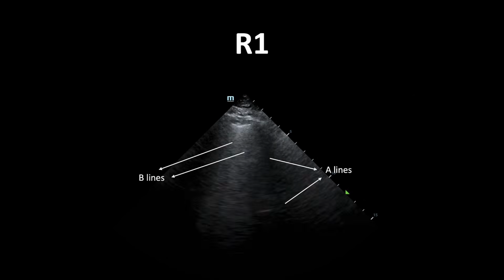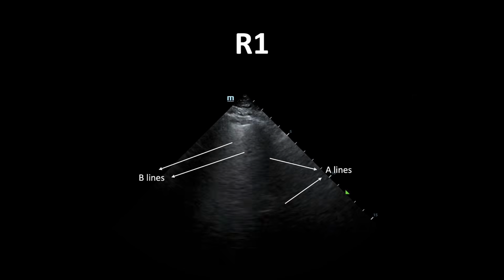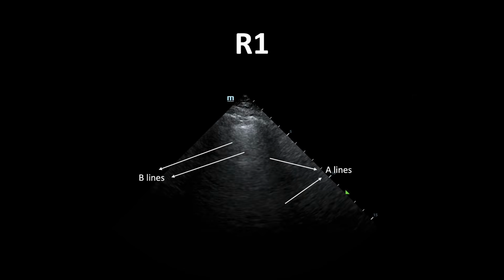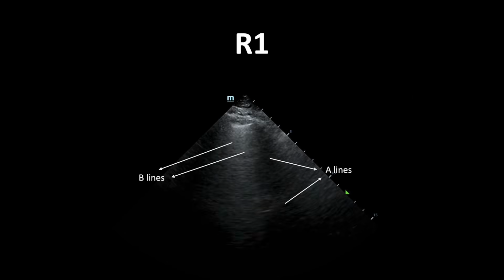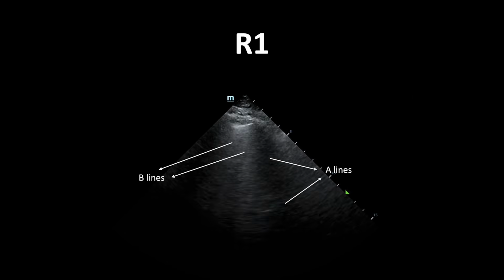Importantly, you must either see a predominantly A line or predominantly B line pattern in the anterior lung fields. Even if you have a predominantly B line pattern, you can often see A lines peek through as the B lines move in and out of view. This tells you that you are perpendicular to lung tissue.